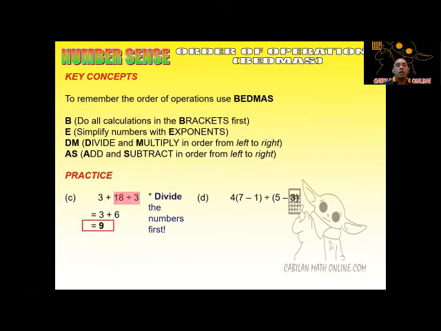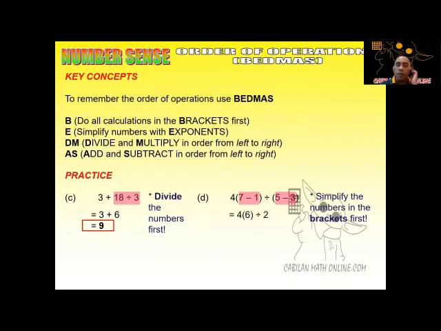Now, for part D, you notice we have 2 sets of brackets here. Since we have 2 sets of brackets, I'm going to show you a little shortcut so you can take care of both sets of brackets in a single step. We take the 7 minus 1, and then the 5 minus 3, all in one shot. What we have here is 7 minus 1, which gives me 6, and then 5 minus 3, which gives me 2.